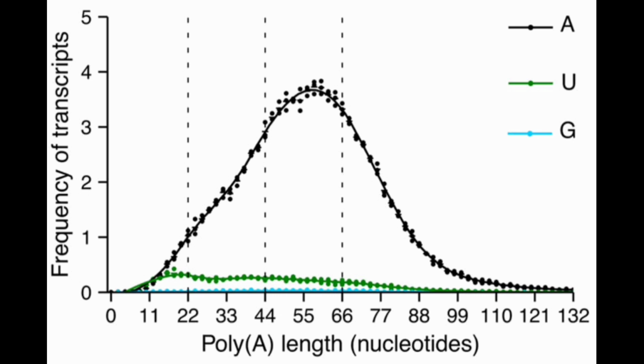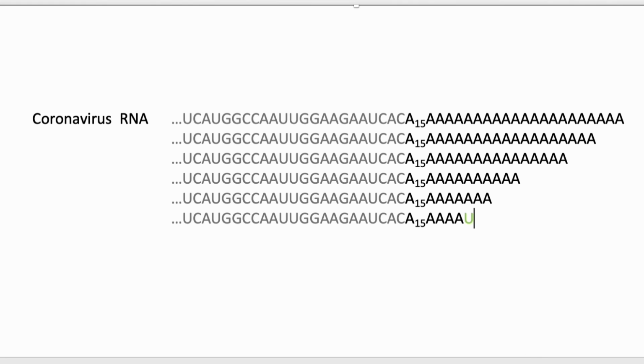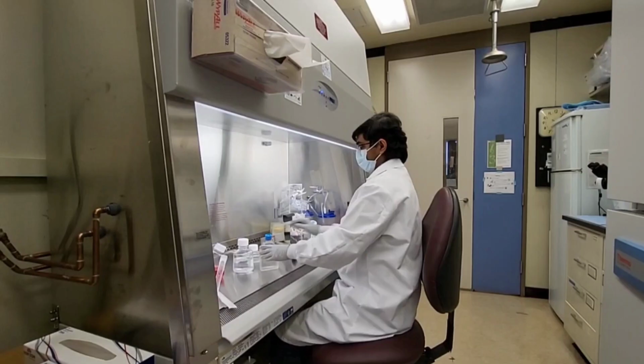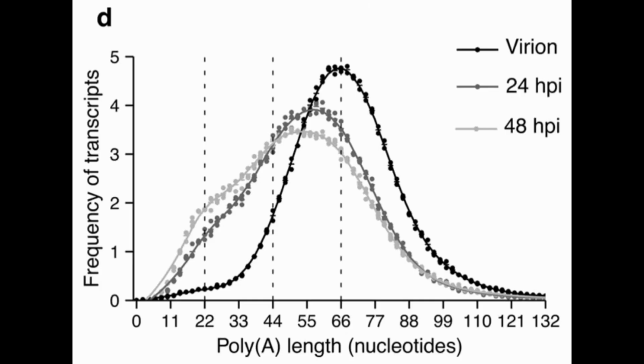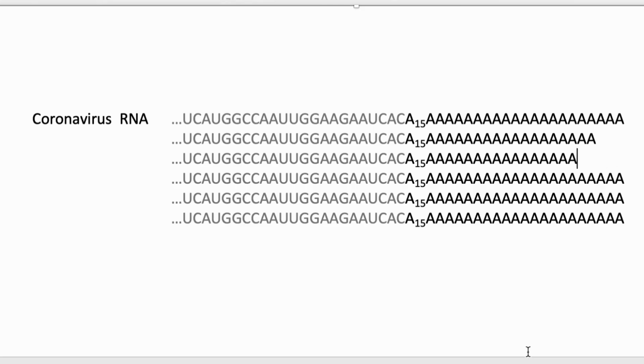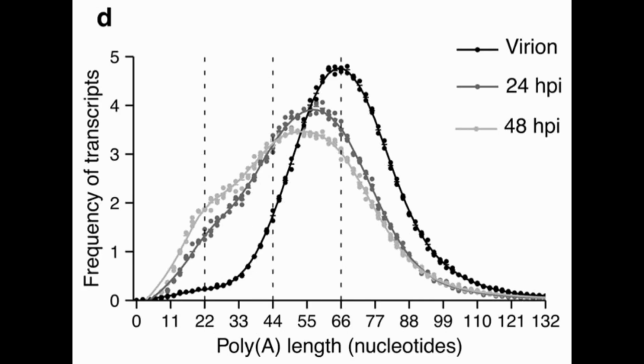Approximately 9 to 10% of the reads have modifications, and polyA tails shorter than 22 nucleotides are more frequently uridylated than longer tails. Interestingly, the uridylation pattern changes during infection. The infecting genomic RNA or virion RNA has tails 66 nucleotides long, but as the infection progresses, the tails shorten and a prominent peak at 22 nucleotides emerges.